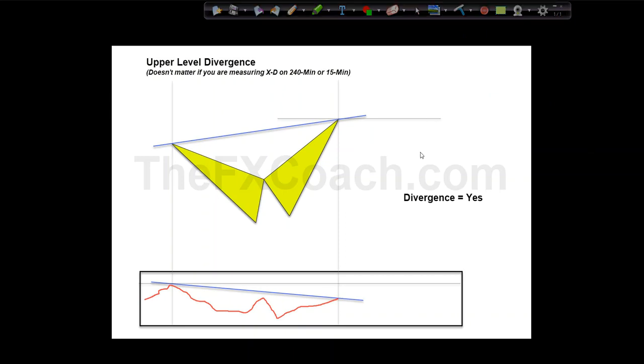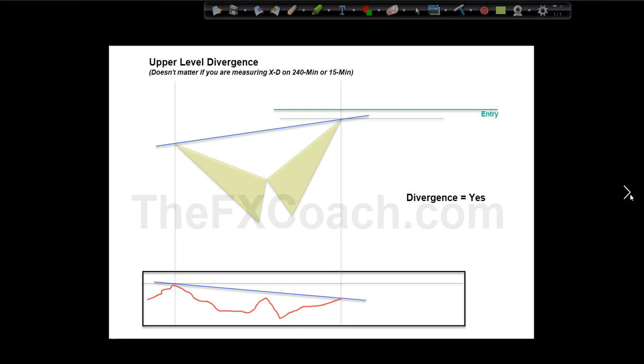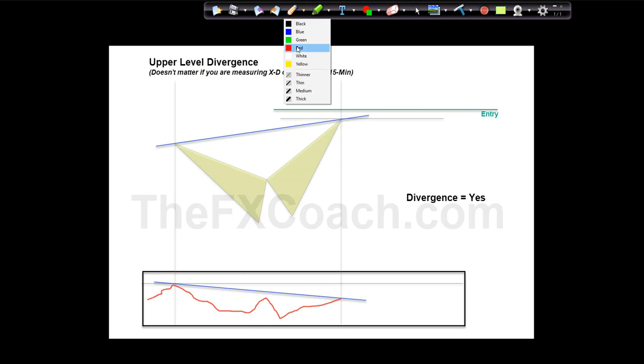And so now let's look at why we wouldn't, from a trading perspective, want to measure the XD on a 15-minute chart. All right, so let's talk about that pattern. And we said in reality the XD is a measure at an upper level.